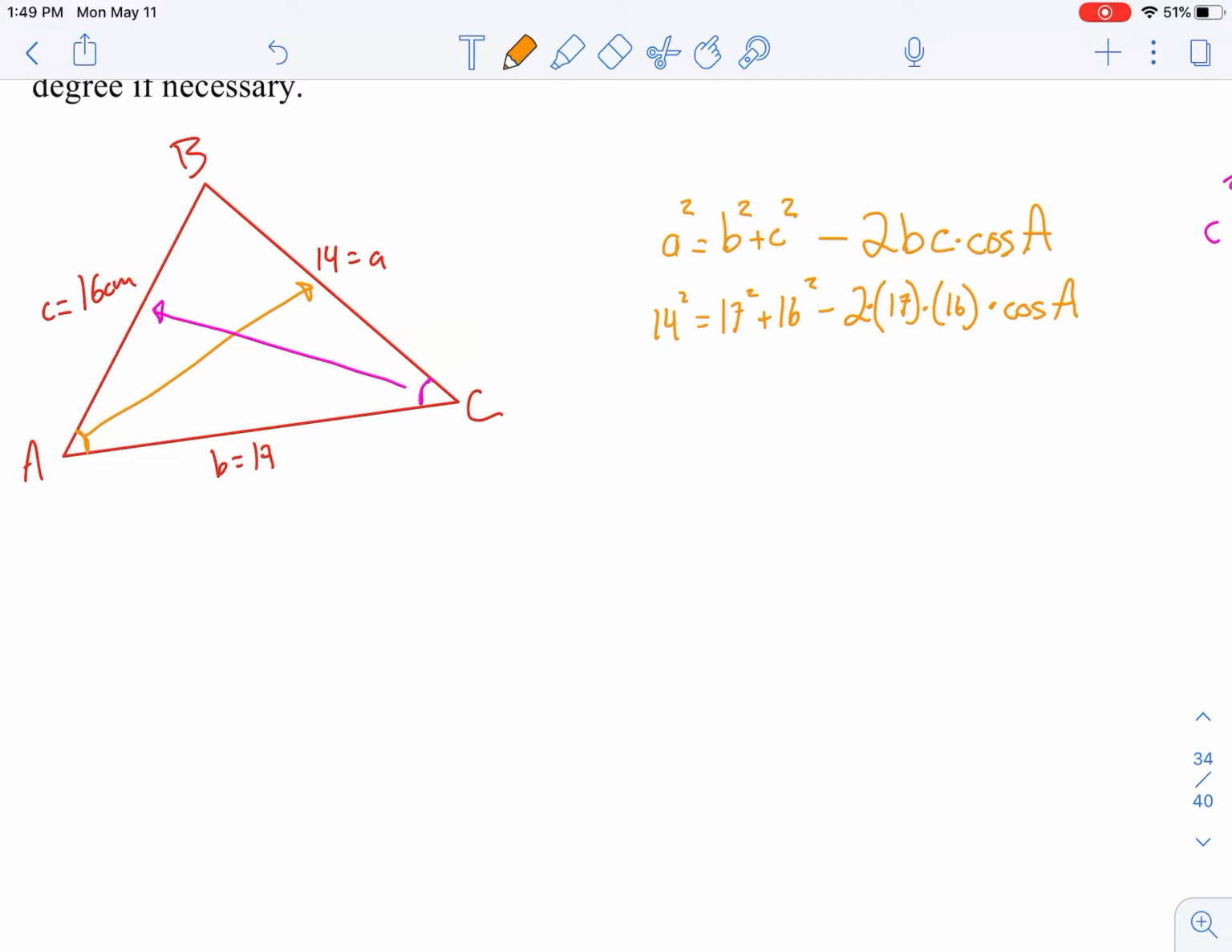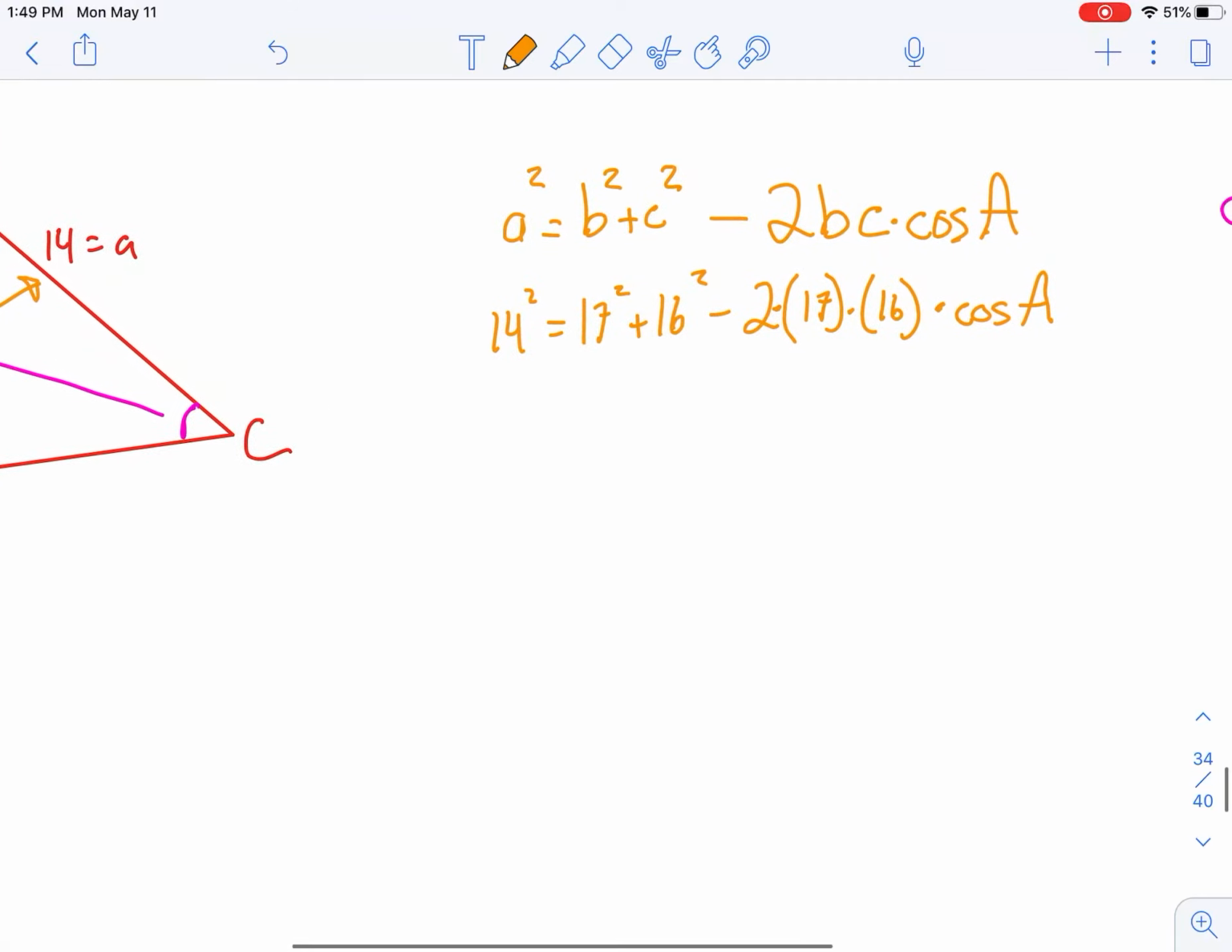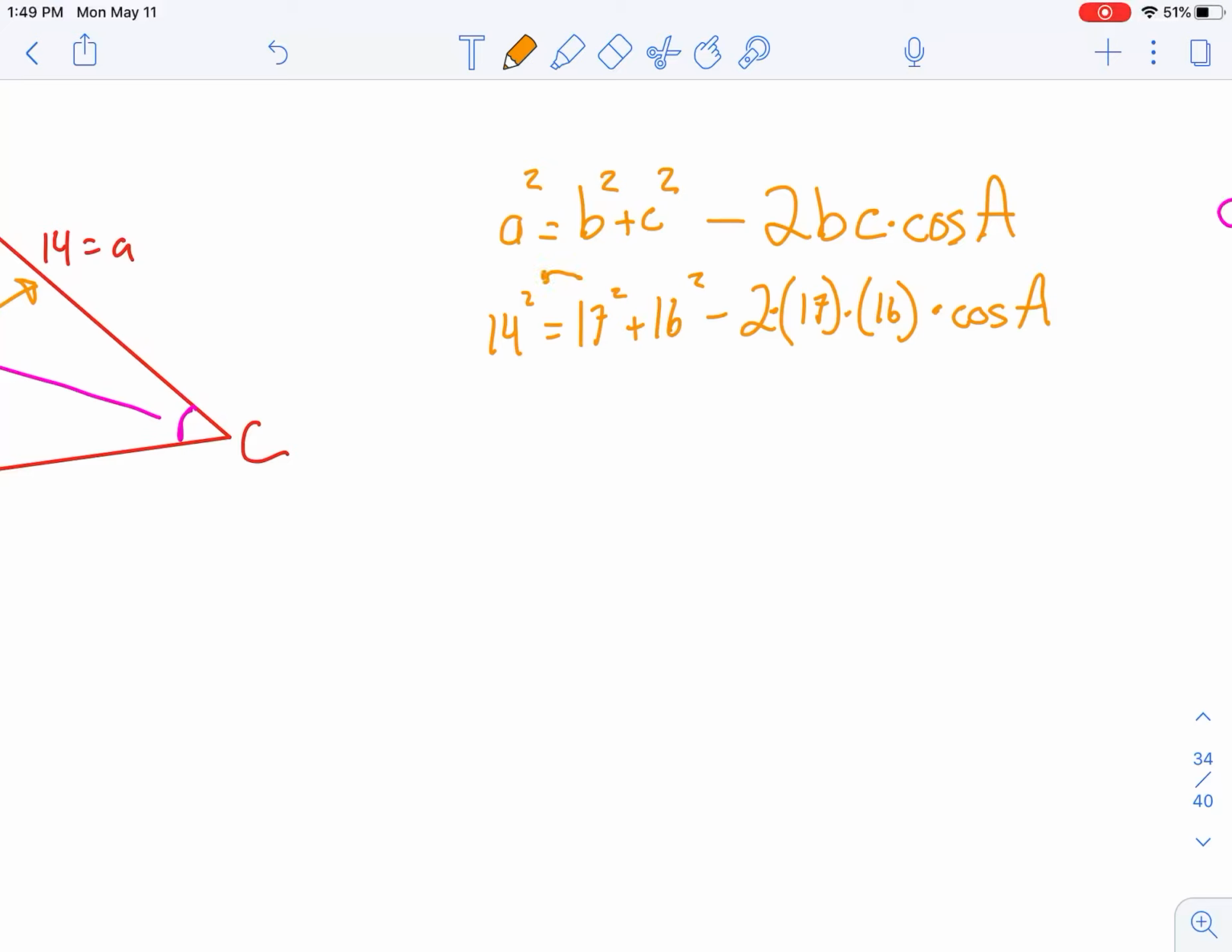I'm going to show you the next 3 steps. I understand if you don't show all these steps every single time, if you get used to it and skip some steps, but I'm going to show you each one at a time. So first thing I'm going to do is bring over my 17 squared and 16 squared. So I'm going to subtract 17 squared and 16 squared from both sides. So I'll have 14 squared minus 17 squared minus 16 squared is equal to minus 2 times 17 times 16 times cosine A.